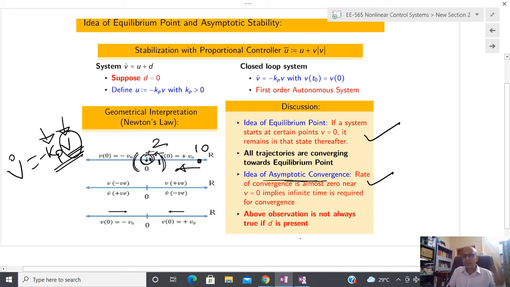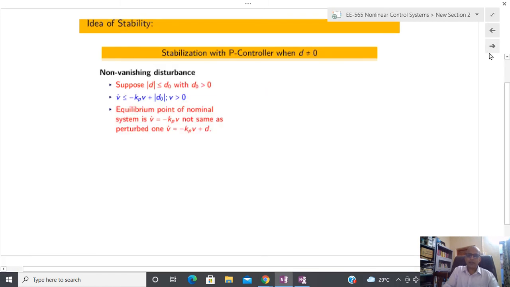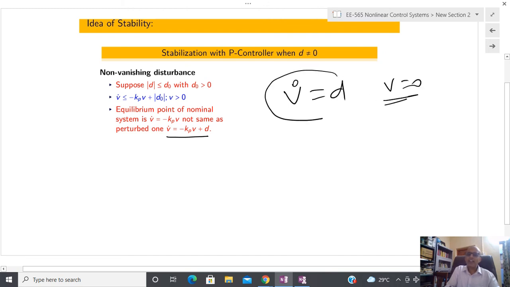And this kind of stability is also called asymptotic stability. So from Newton's law, you are able to understand the equilibrium point, and what is meant by asymptotic convergence and asymptotic stability, both. Now suppose a disturbance is there, then try to see the behavior. If a disturbance is there, then you cannot say that if v equal to 0, I am going to remain there. Why? Because if v equal to 0, at that moment the system is governed by this disturbance force.